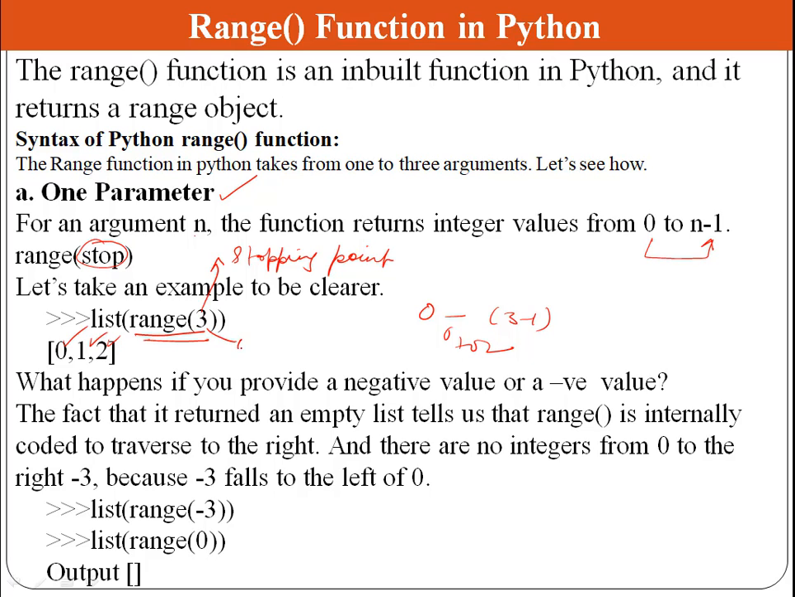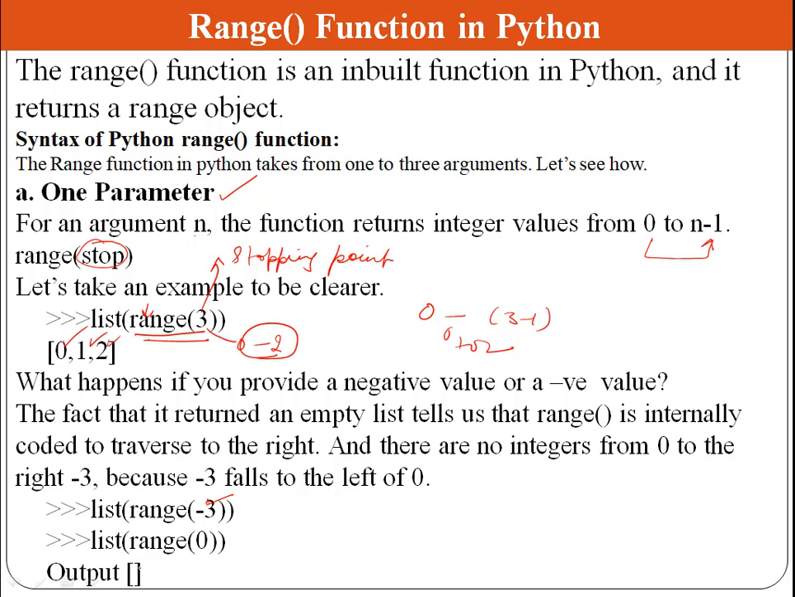Let's see what happens if you provide a negative value to it. The fact is that it returned an empty list, which tells us that range is internally coded to traverse to the right, and there is no integer from 0 to the right up to minus 3, as minus 3 falls to the left of 0. So if you provide minus 3 over here, it will return an empty list to you. Fine.